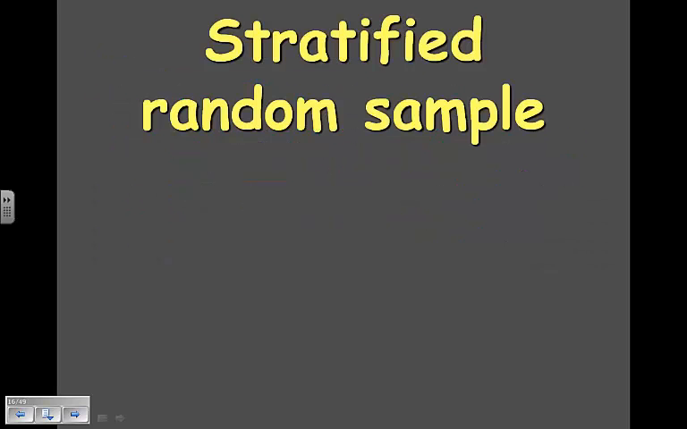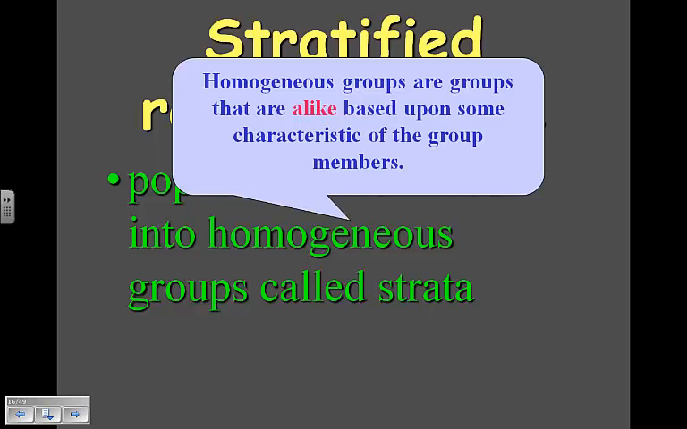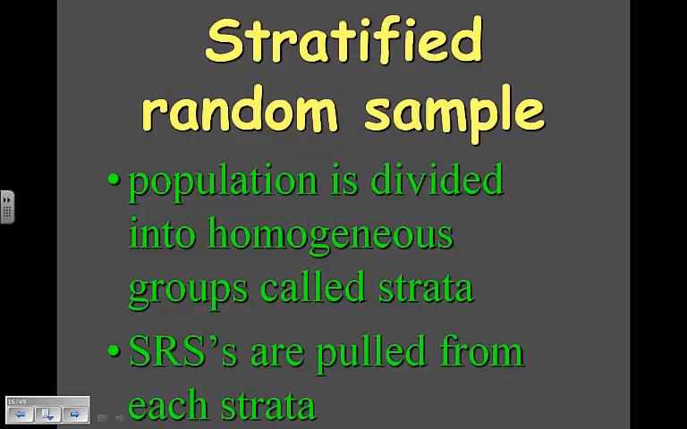Okay, so we spent some time talking about two types of sampling methods that are not good. Here's one that's very good, a stratified random sample. The population is divided into homogeneous groups. We call those groups strata. Homogeneous groups are groups that are alike based upon some characteristic of the group members. It could be hair color, gender, homerooms, grade level, any way we want to divide them up. We then pull a simple random sample from each stratum. First you divide it into homogeneous groups, then we pull a simple random sample from each one.